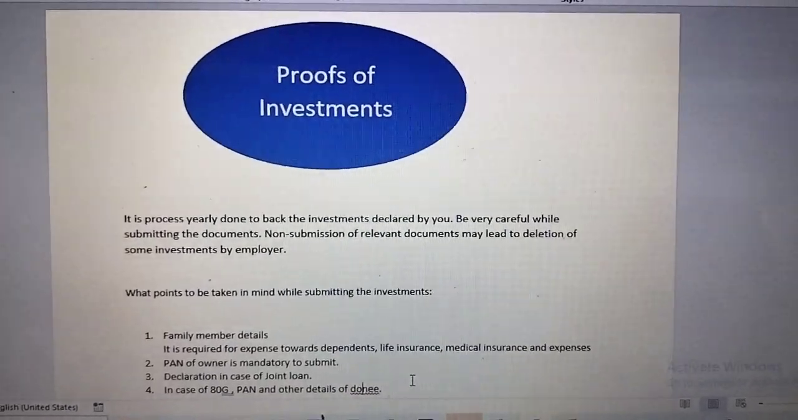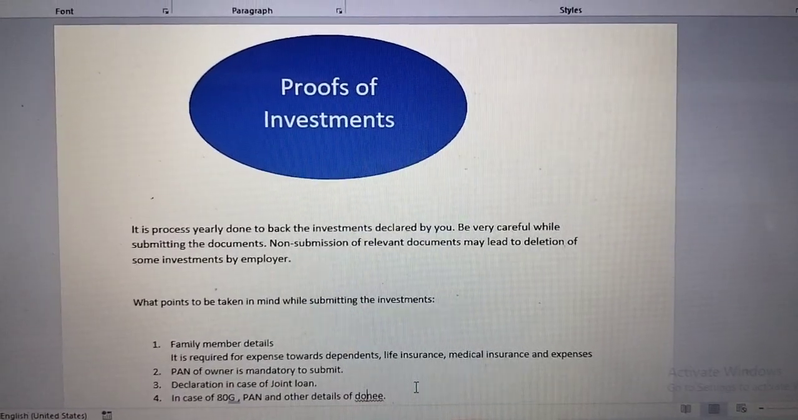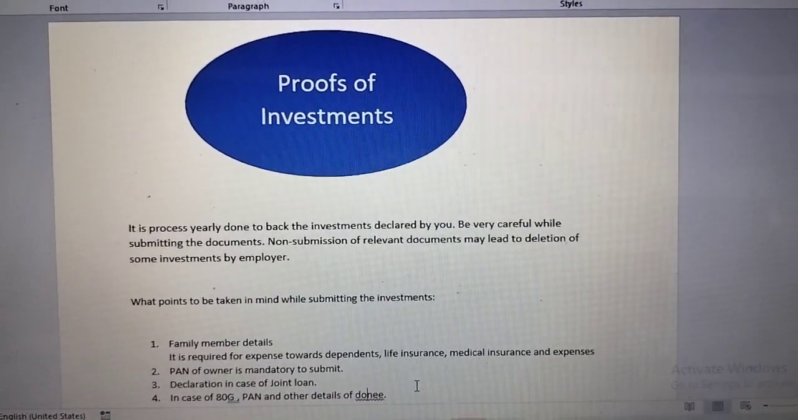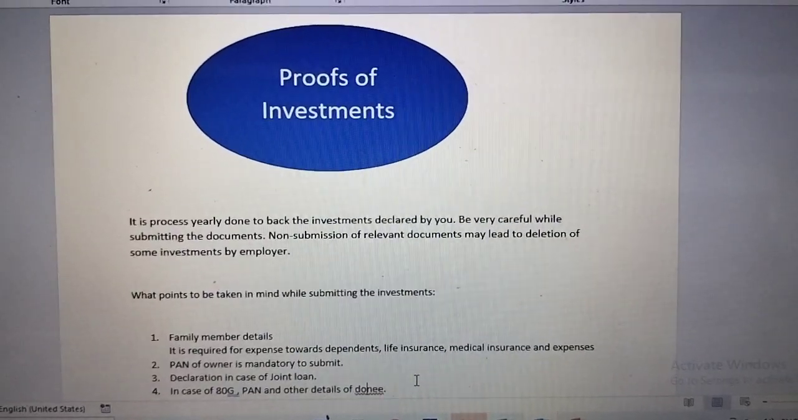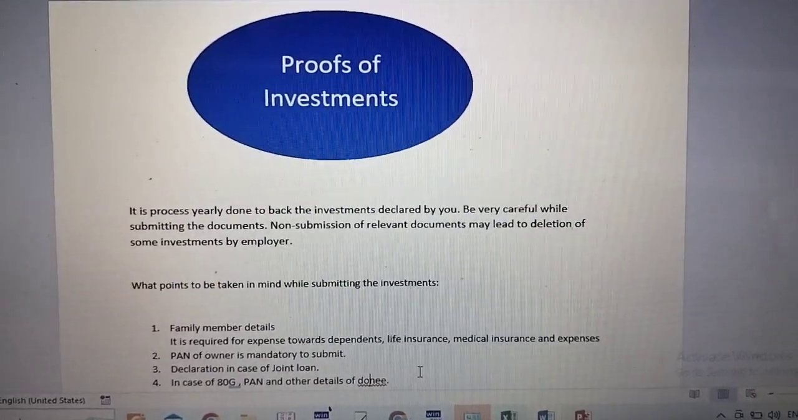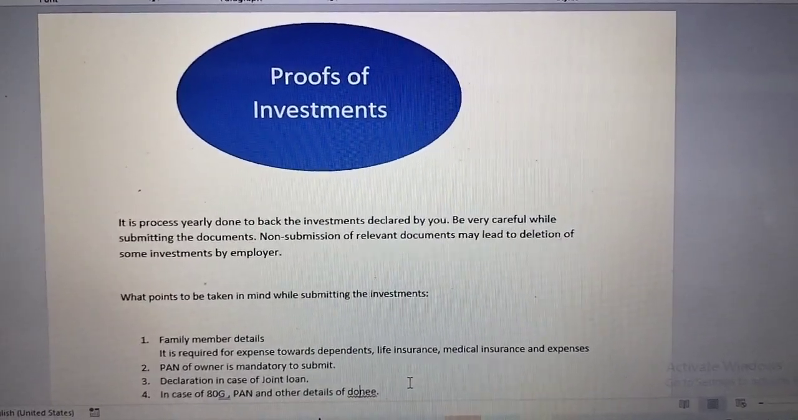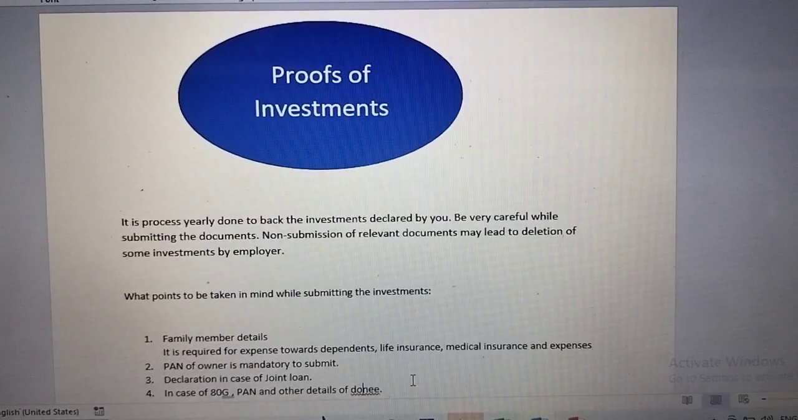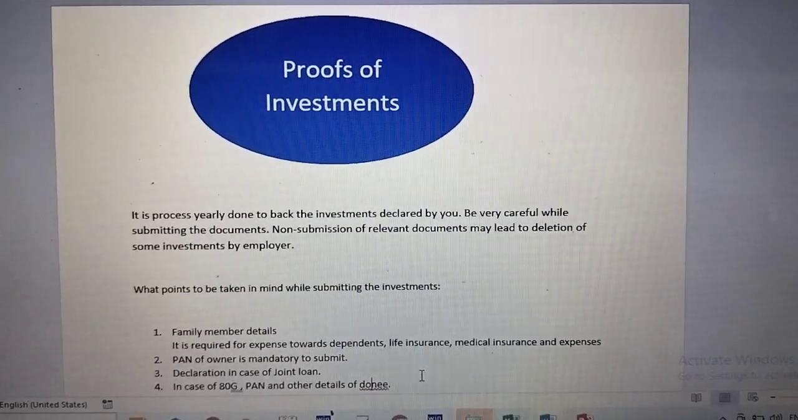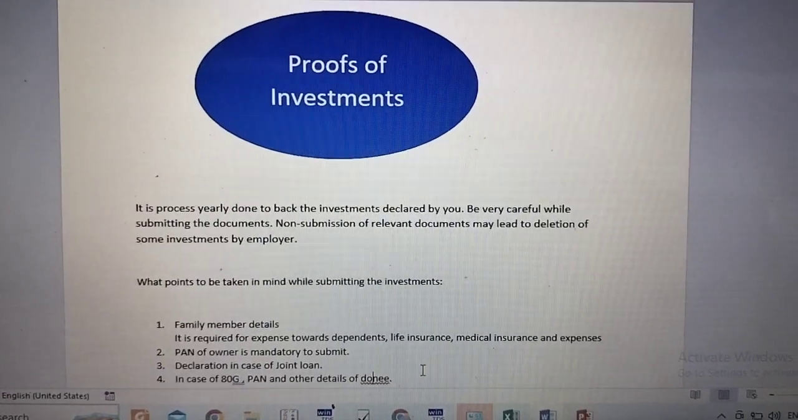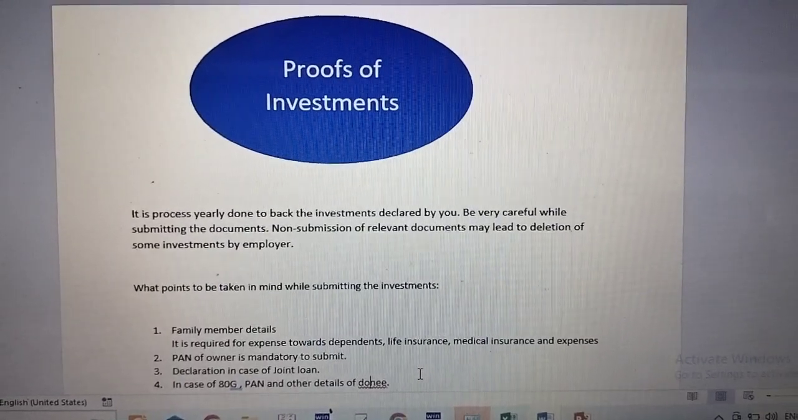So these are the basic points you have to take care. First you have to update your family member details. Ways to submit the proofs are different in different organizations. In my company it was through the Greyt HR portal. So we used to send emails to employees and they were getting links. Through that link they used to submit all their proofs. But wherever you are submitting, you take care of these things.